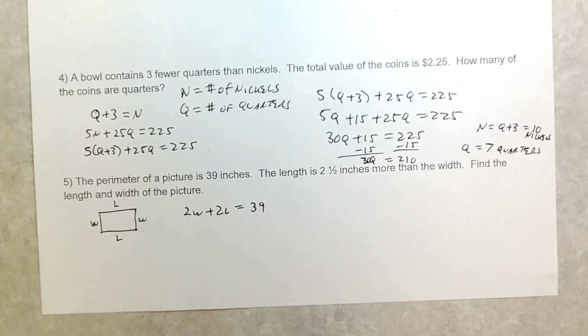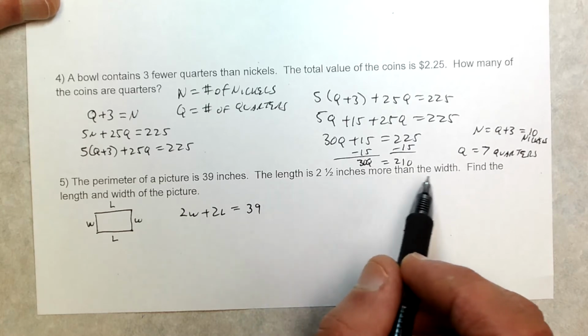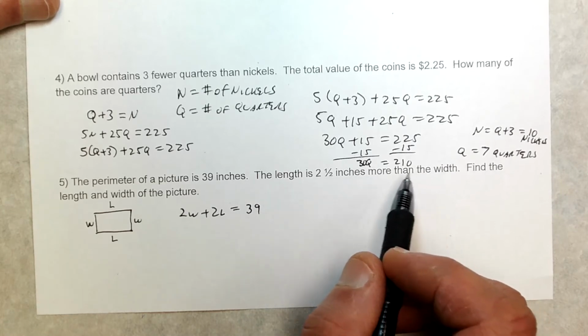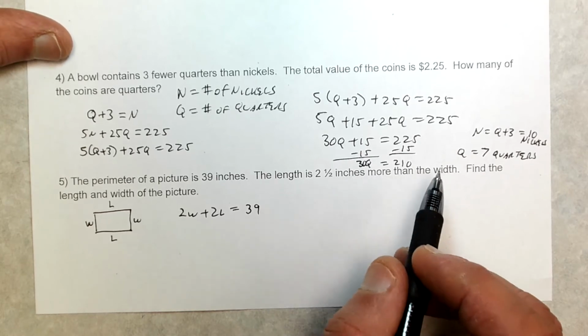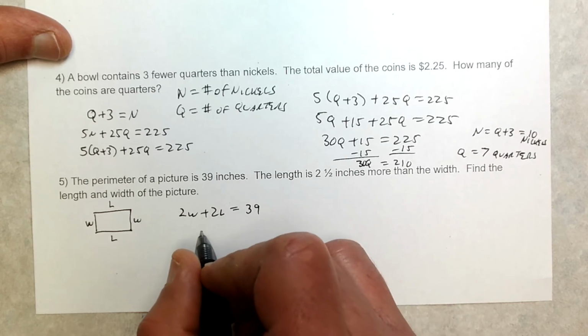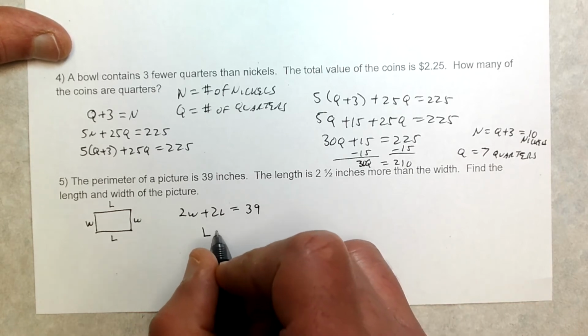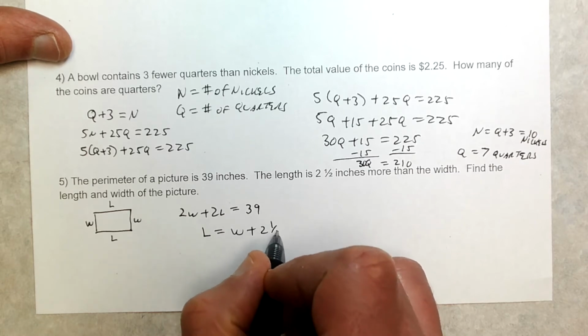Okay, and then the other equation often is the relationship between length and width stated in some way. And in this case, it says the length is 2.5 inches more than the width. So the length is actually greater than the width. So we'd have to add 2.5 inches to the width in order to get the length. And so that second equation is going to be L is equal to W plus 2.5.